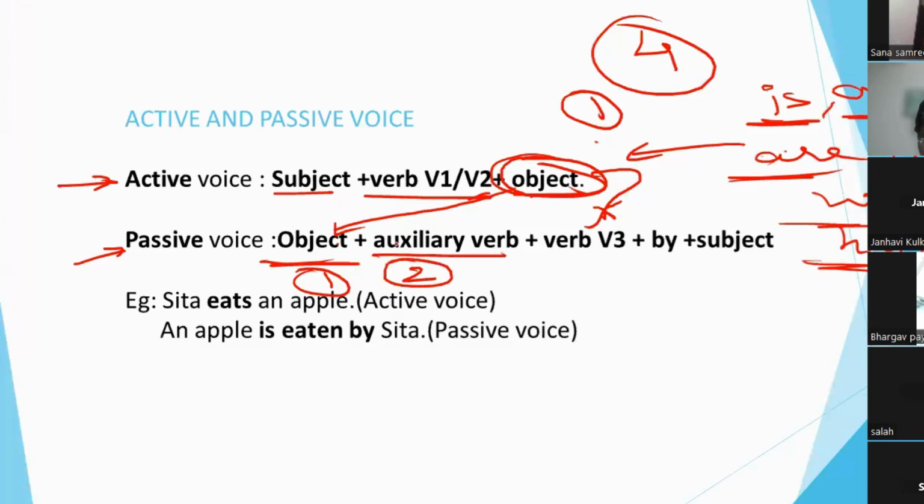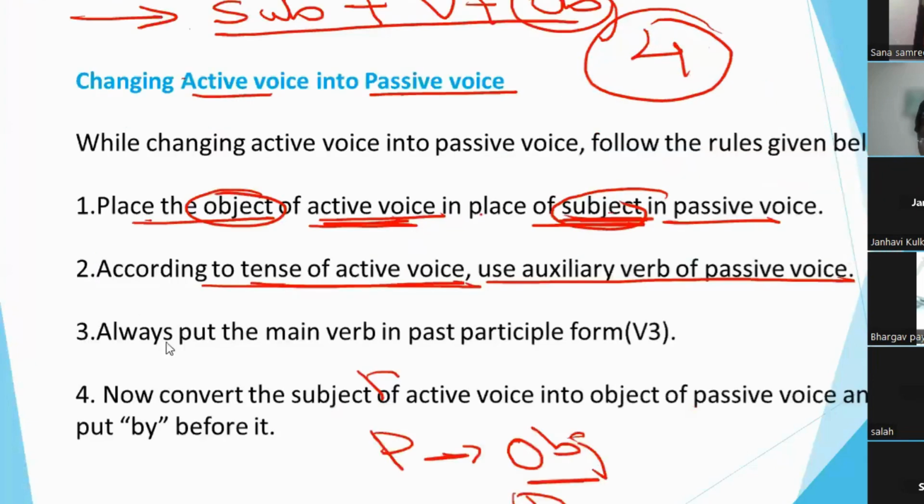Next, rule number 3 says, always put the main verb in past participle form of verb. What is this past participle form of verb?